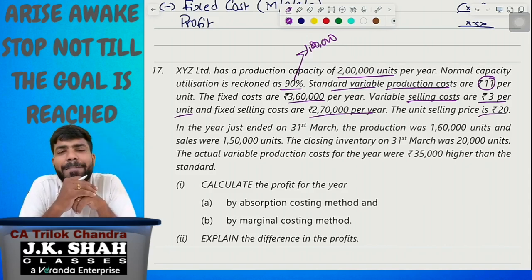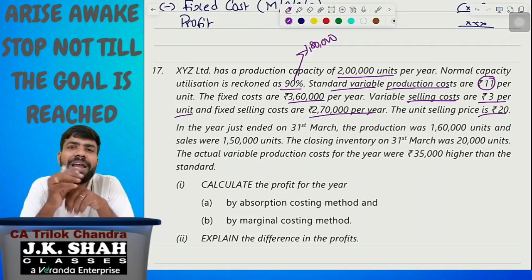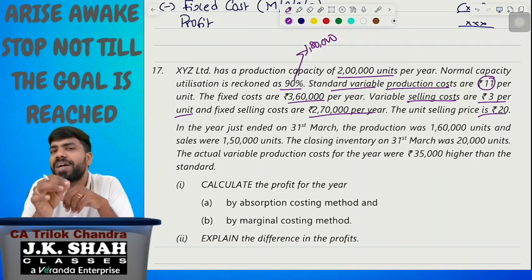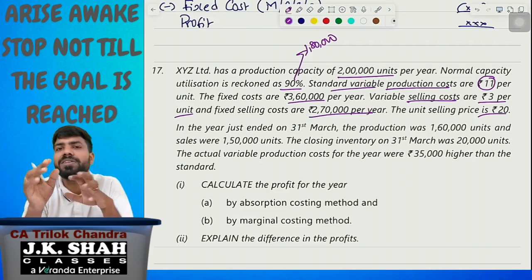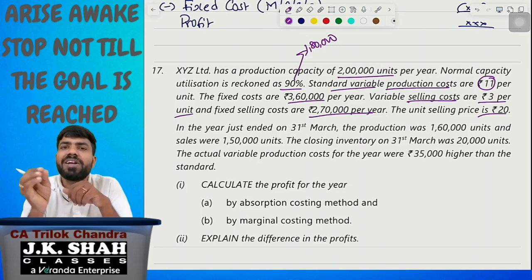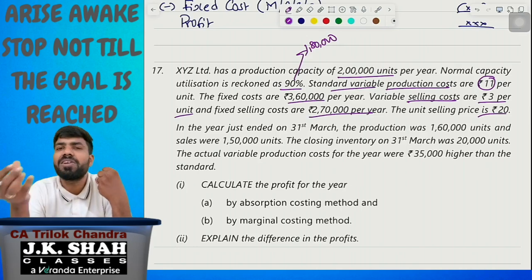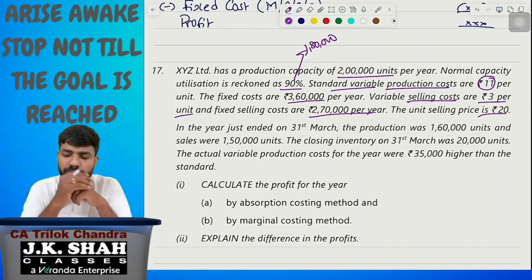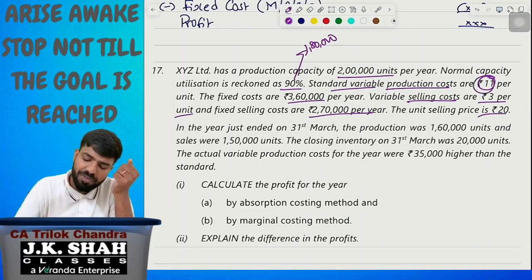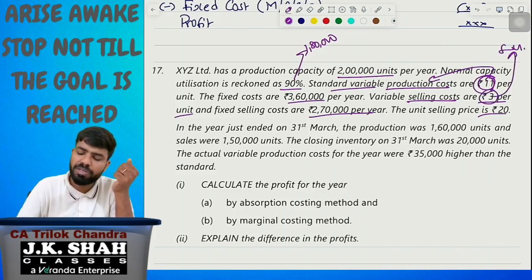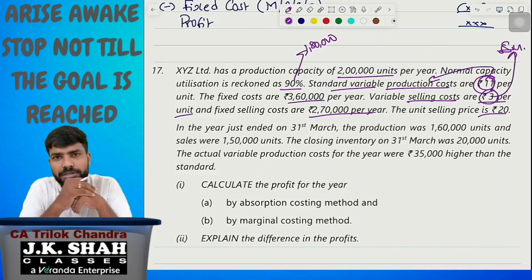We all know that manufacturing cost will be arrived based on manufacturing cost per unit. Manufacturing cost per unit will be arrived based on the production units. Selling cost per unit will be arrived using units sold. Our manufacturing cost will be recorded through production units. Other cost will be recorded through sale units. So why I am explaining this means, this 11 depends upon production. This 3 depends upon sale units.